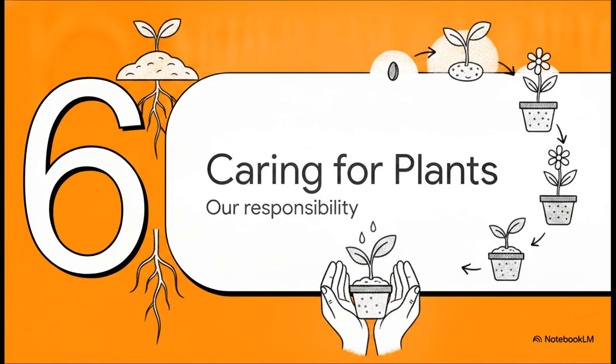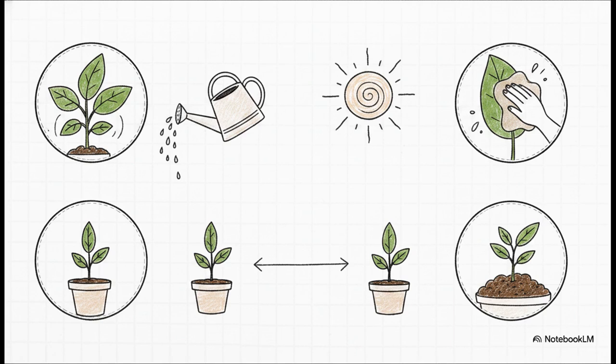So now that we know how these incredible natural factories work, from their roots all the way to their germinating seeds, let's talk about Section 6, caring for our plants, our responsibility. Since plants literally give us essential food, shade, and the oxygen we breathe, we owe them a little TLC. Here's a rapid-fire actionable list on how to care for them. Number 1, water them regularly, but pay attention, because some need way more than others. 2, ensure they get adequate sunlight so that photosynthesis food factory can run.